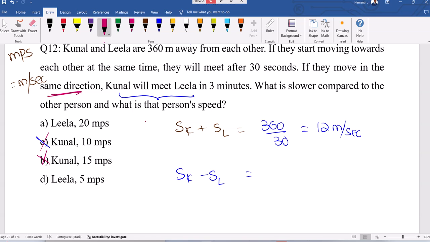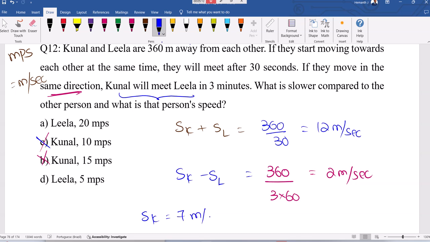Now same direction: the distance is 360, but the speeds should be subtracted. They took 3 minutes, which means 3 into 60, 180 seconds. It requires 2 meters per second. Now adding these two and dividing by 2 gives Kunal's speed, which is 7 meters per second. Subtracting these two and dividing by 2, Leela's speed will be 5 meters per second.